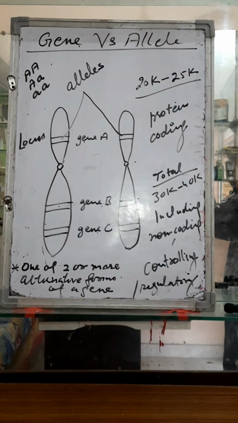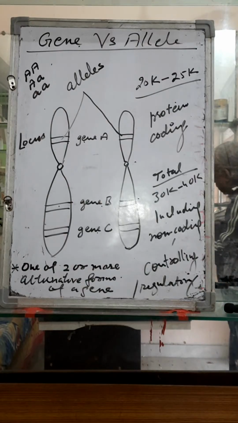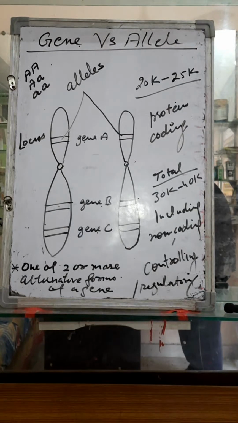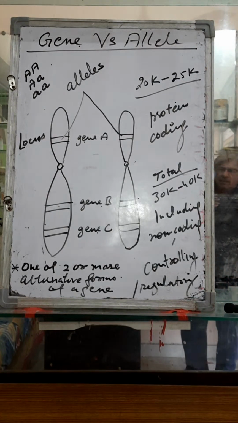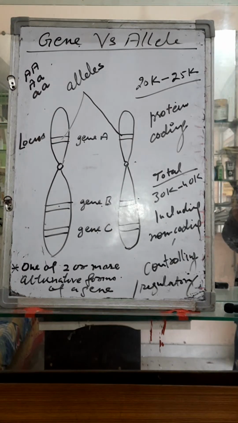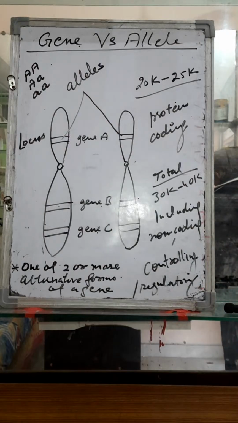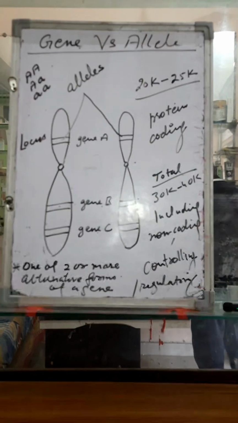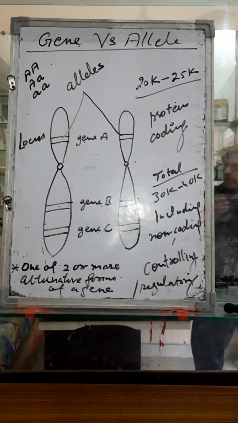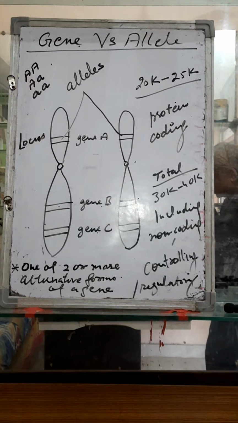All organisms have a specific number of chromosomes. In human beings, the number of pairs of chromosomes is 23, making 46 chromosomes. In the human nucleus, 46 chromosomes are present in 23 pairs.